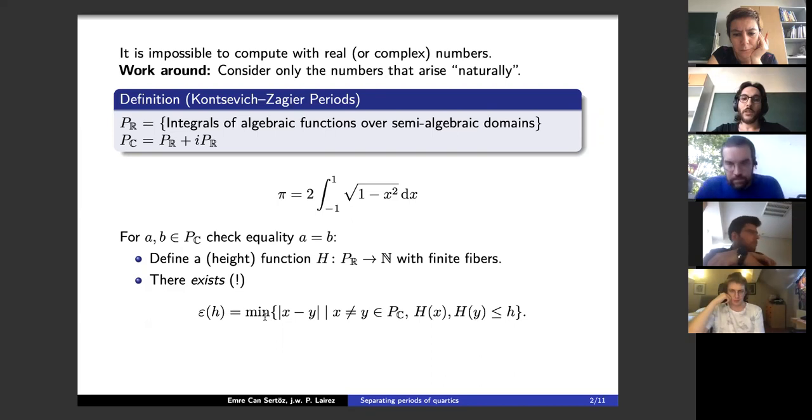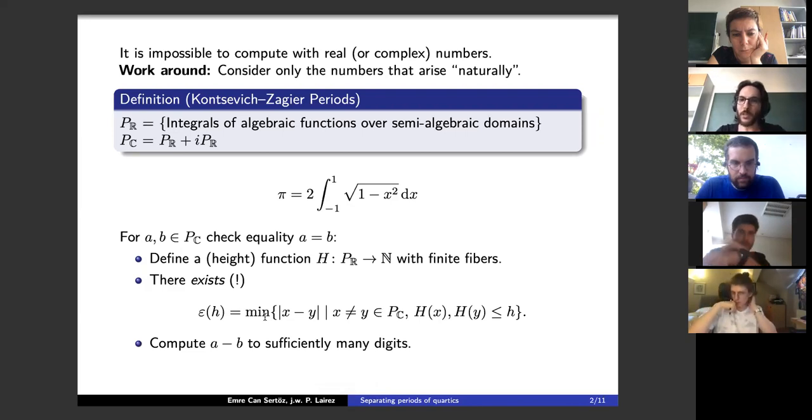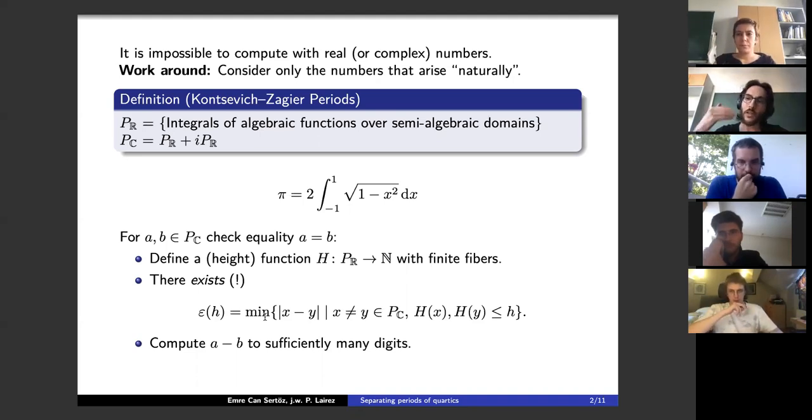And what you can do now is to say, all right, if you give me A and B, I could first compute the height of A and B. I evaluate this function epsilon, if I can, at that height. This epsilon tells me how close A and B are allowed to come together without being equal. And then I start approximating A minus B. If my approximation of A minus B gets closer to 0 than the separation constant, then I conclude that A and B must be equal.